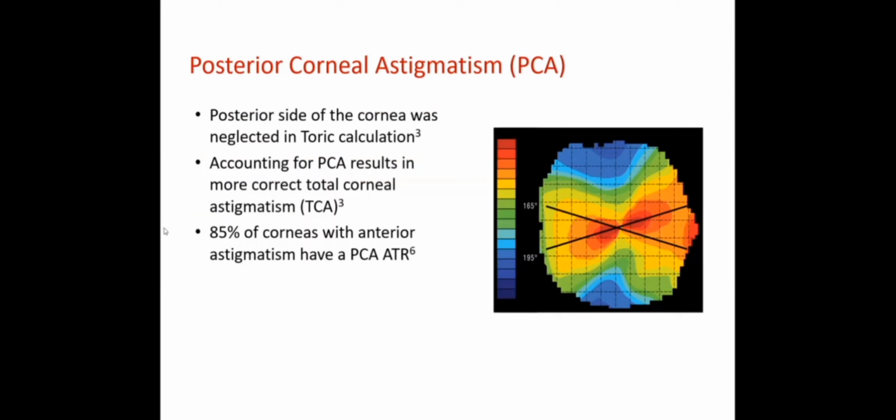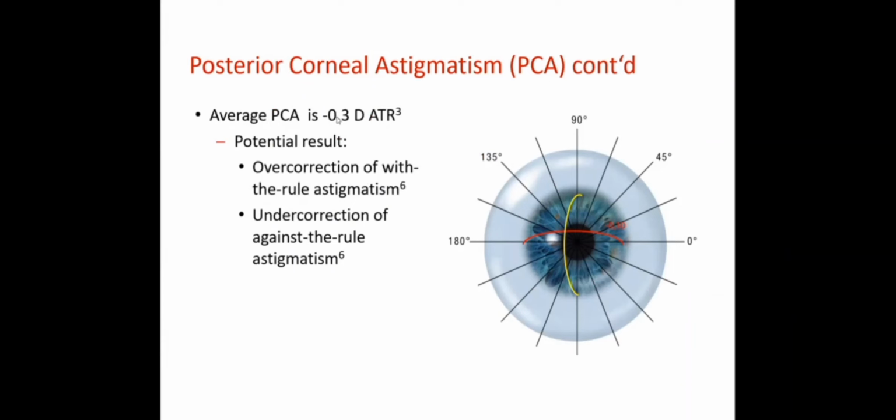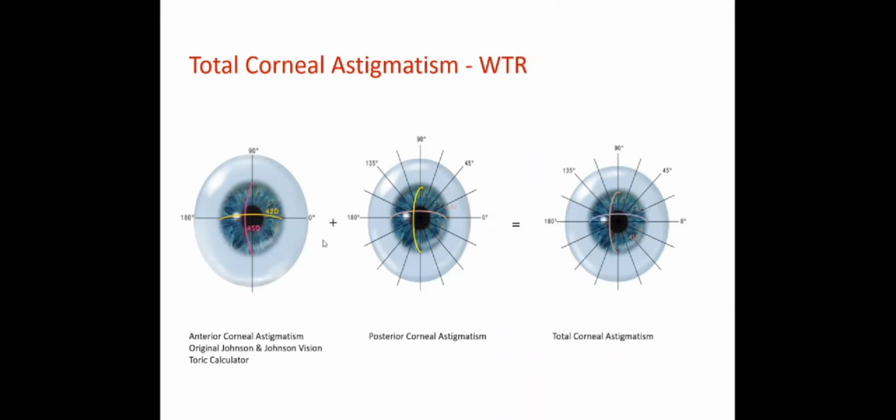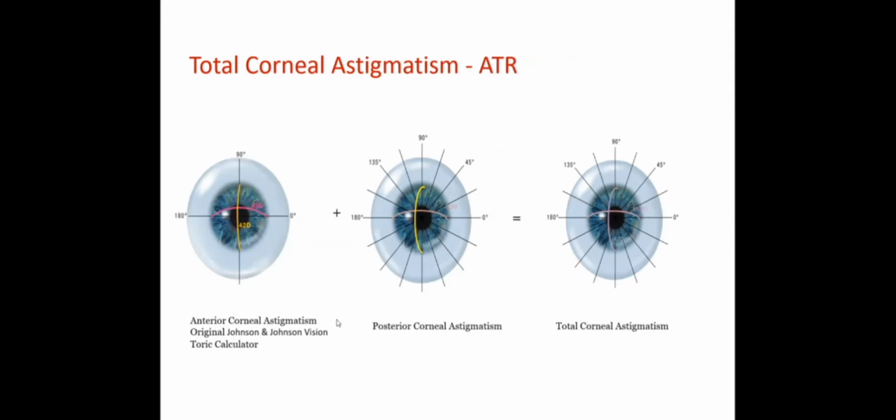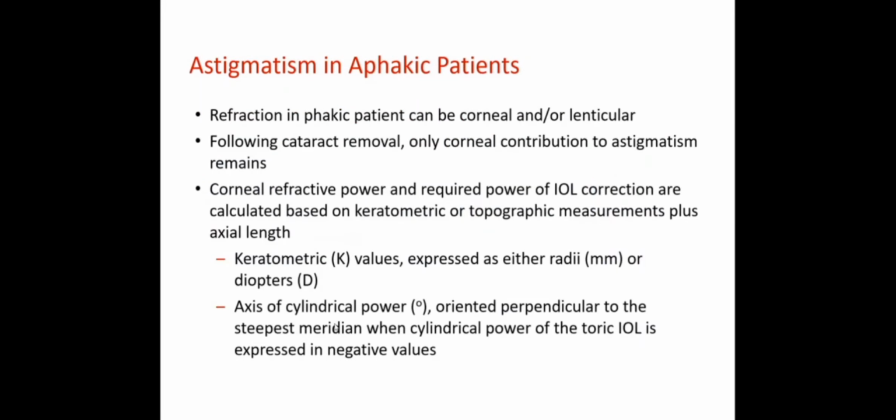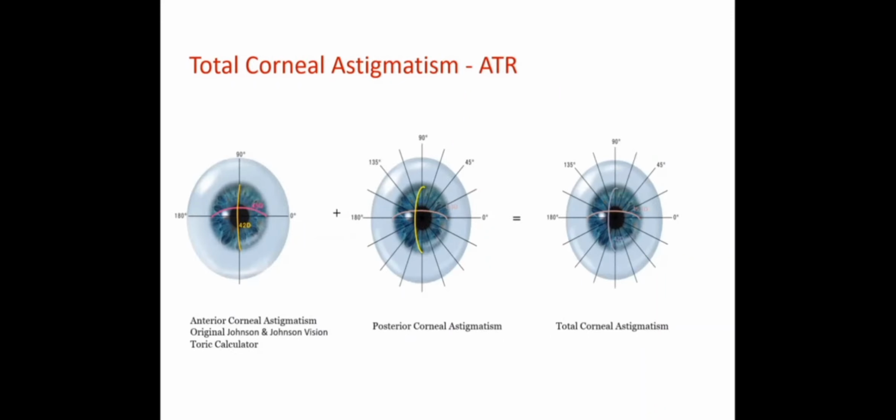So posterior cornea astigmatism, right, accounts for about 85% of the corneas. So you have this posterior cornea astigmatism that's against the rule. And the average amount of astigmatism is about 0.3 diopters against the rule when it comes to posterior cornea astigmatism. So this is something we need to be aware of. We need to be able to correct.